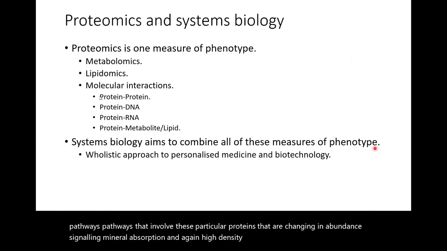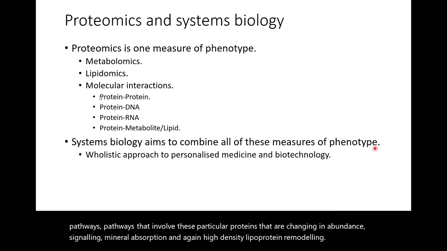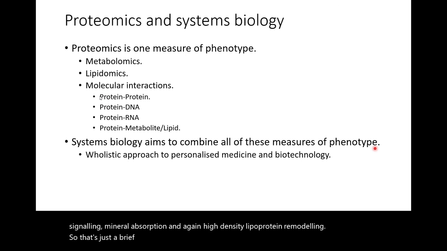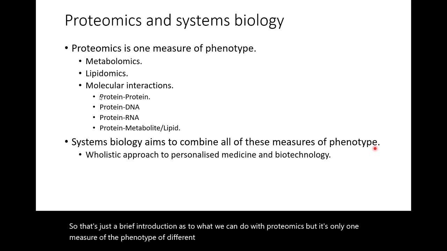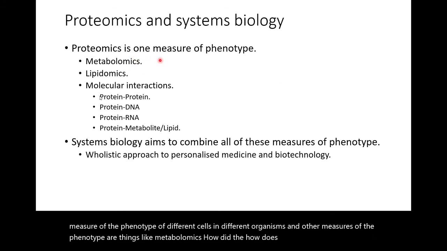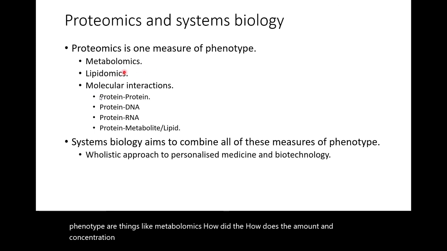So that's just a brief introduction as to what we can do with proteomics, but it's only one measure of the phenotype of different cells and different organisms. And other measures of the phenotype are things like metabolomics, how does the amount and concentration of metabolites change, lipidomics, fatty acids and phospholipids and such. How do molecular interactions change with phenotype?